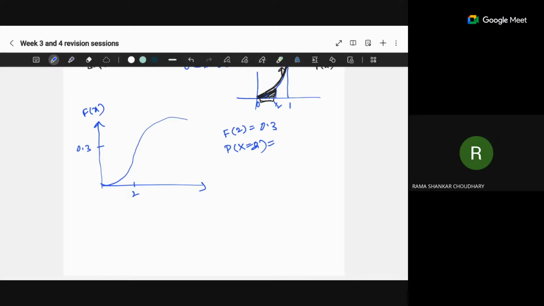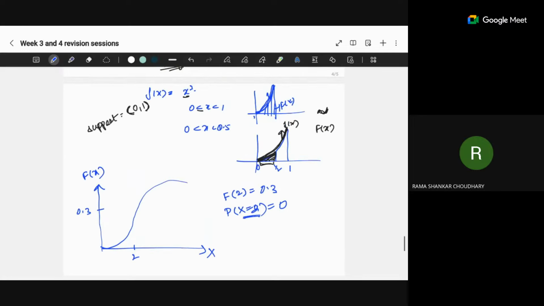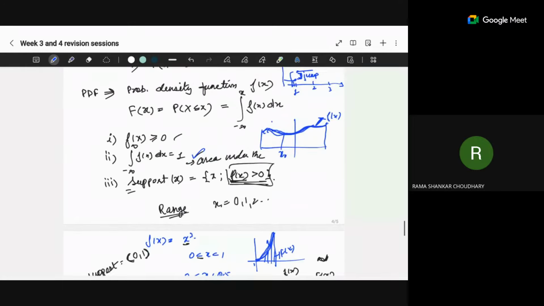No, ma'am. This is f(x) and this is my x. Where is my probability? Nowhere. So can you tell me the probability at a particular point? No, ma'am. So it is 0, right? Yes. Now you got the difference? Yes, ma'am. Thank you. So that's it for week 4.